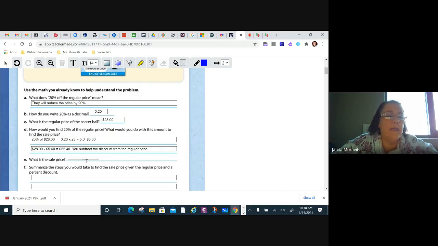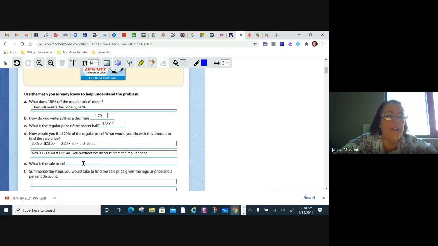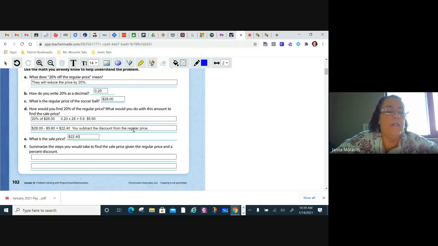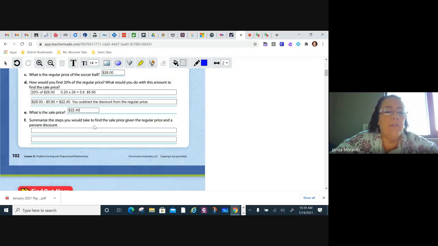Okay, so it asks us for the sale price, and we already found that right there. So we're going to put that in here, $22.40. And now it says, summarize the steps you would take to find the sale price given the regular price and a percent discount. Well, first you find the percent given of the regular price.